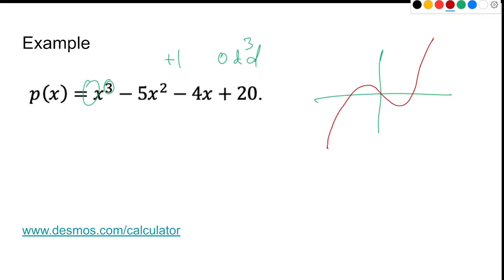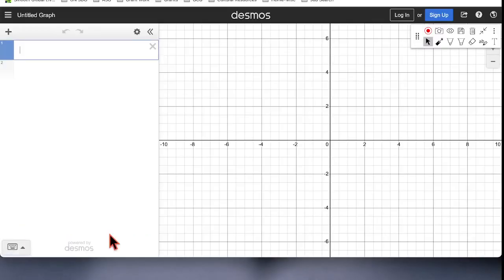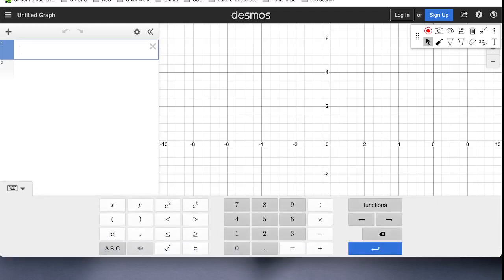So we get something like that. We'll see. Okay, I'll take care of that update later. So let's see, we've got x cubed minus 5x squared minus 4x plus 20. I think it'll factor, but again, a lot of times just go ahead and use Desmos because it's going to get you there faster.